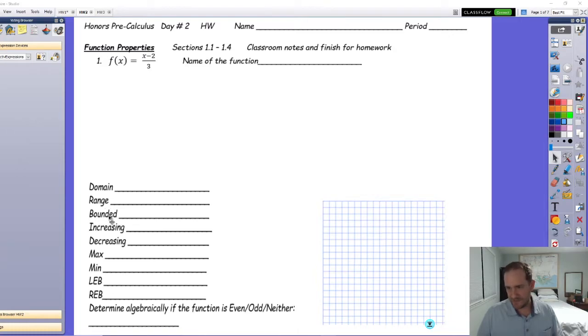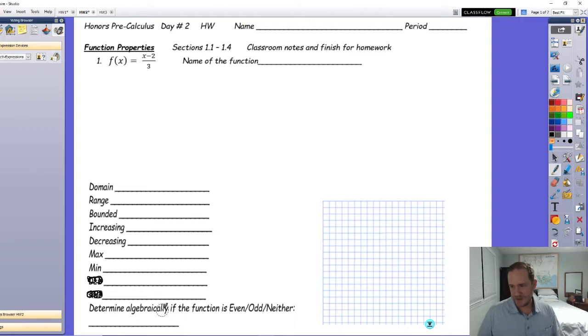Boundedness. This should really say boundedness probably. Increasing and decreasing intervals is what that should say. Max and min should probably say extrema, meaning local maxes and global maxes, local mins and global mins. Left and right end behavior shouldn't be there at all. We said that actually we're going to save that for the next assessment, so don't worry about that.